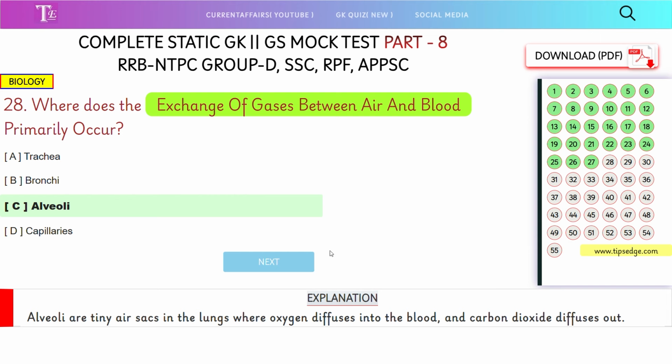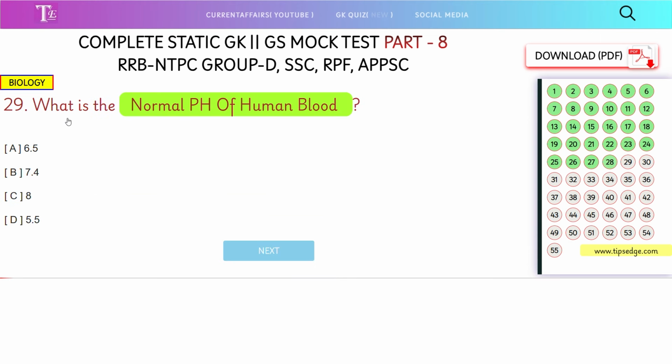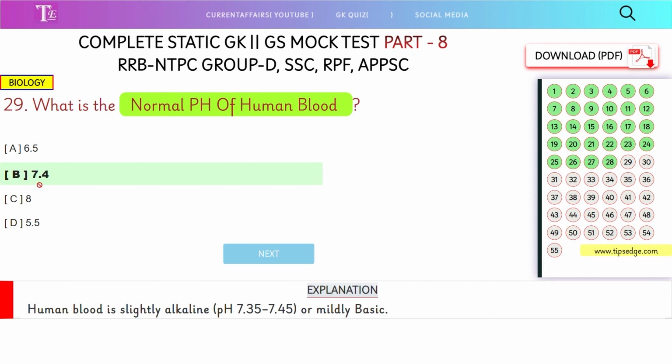Now moving to the 29th question. What is the normal pH of human blood? Answer: 7.4. Human blood is slightly alkaline, whose pH is between 7.35 to 7.45, or mildly basic.